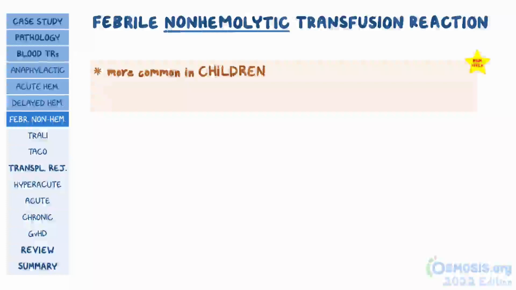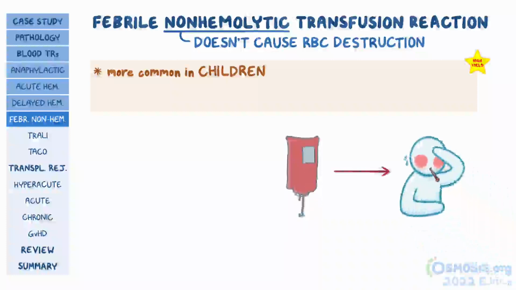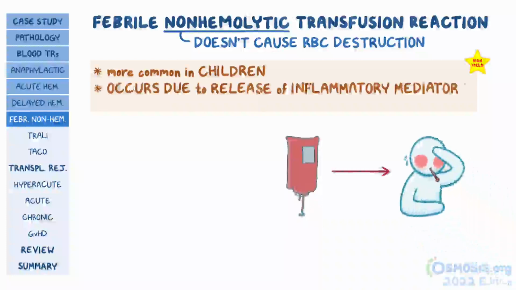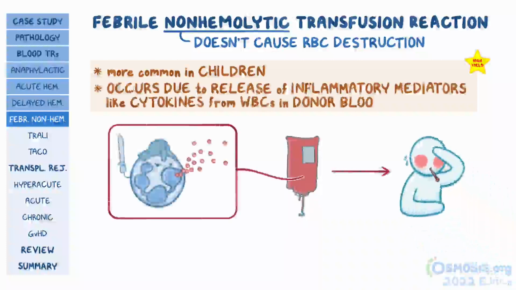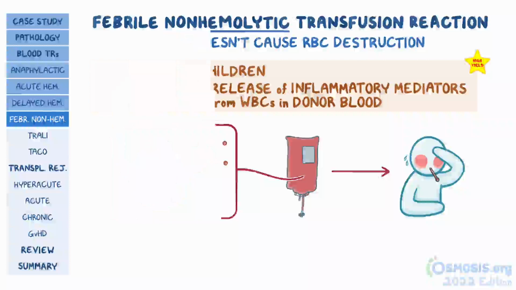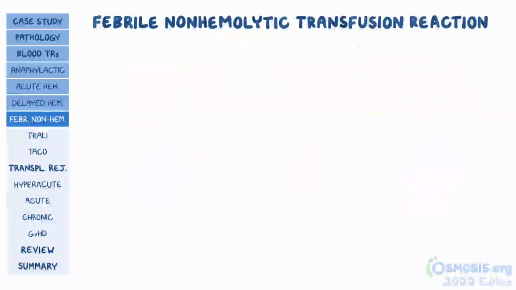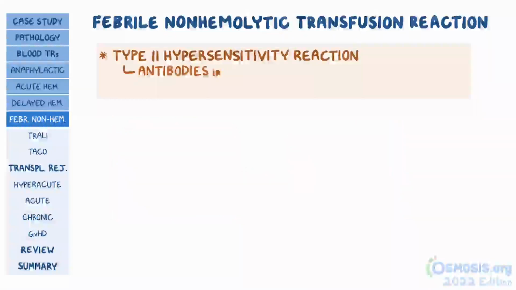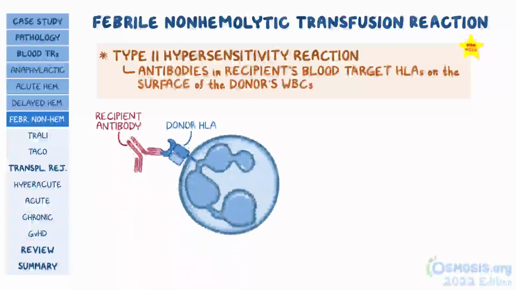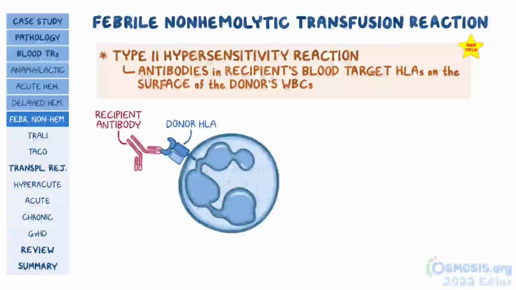All right, next up is febrile non-hemolytic transfusion reaction, which is more common in children for unclear reasons. Now, as the name implies, this reaction doesn't cause red blood cell destruction, and it mainly manifests as a fever following blood transfusion. This occurs due to the release of inflammatory mediators like cytokines from white blood cells in donor blood. Another proposed mechanism involves a type 2 hypersensitivity reaction, where antibodies in the recipient's blood target human leukocyte antigens, or HLAs, on the surface of the donor's white blood cells. This again causes these cells to break and release their cargo of cytokines into the blood after transfusion.